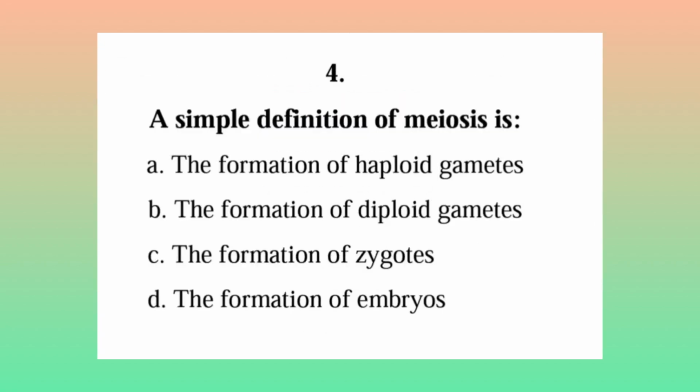4. A simple definition of meiosis is A. The formation of haploid gametes, B. The formation of diploid gametes, C. The formation of zygotes, D. The formation of embryos. Answer: A. The formation of haploid gametes. Meiosis is a kind of cell division that takes place in germ cells or reproductive cells. In this type of division, a 2n or diploid parent cell divides to produce 4 haploid daughter cells.